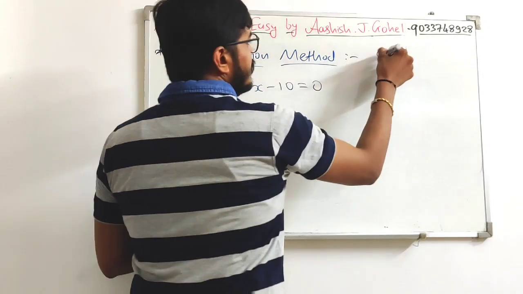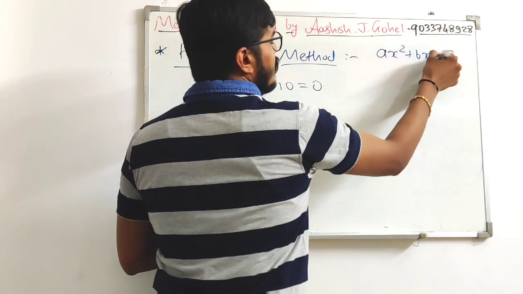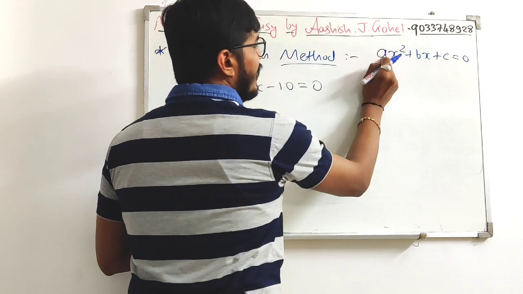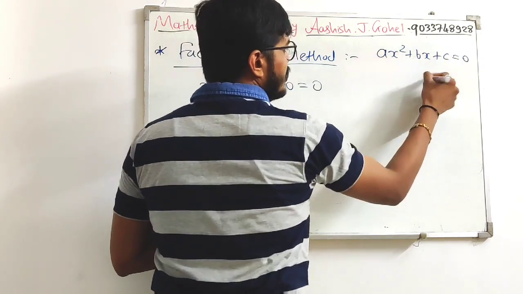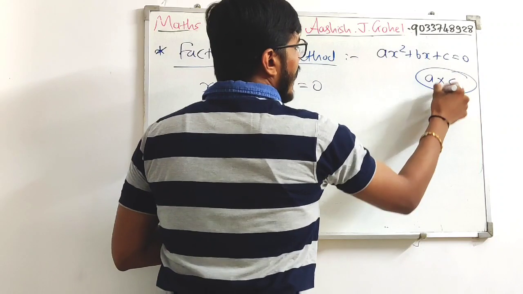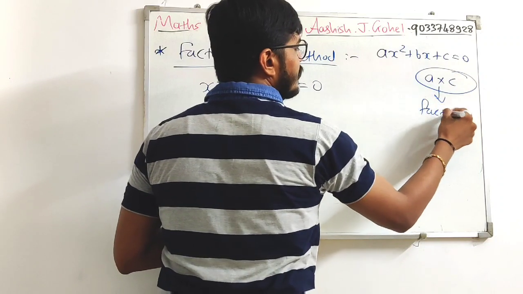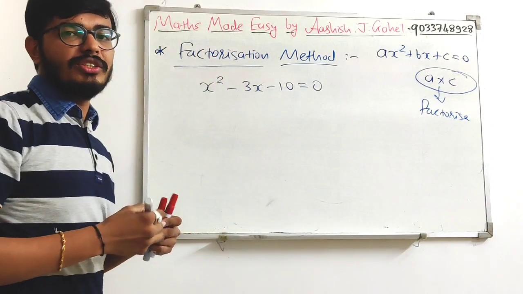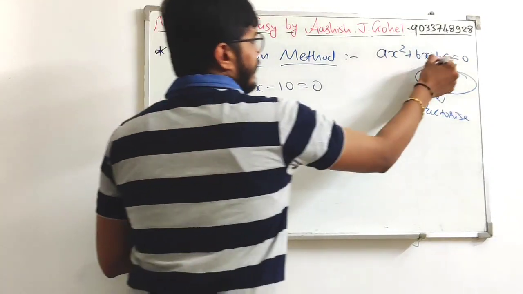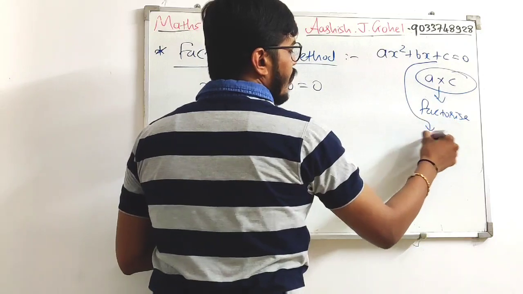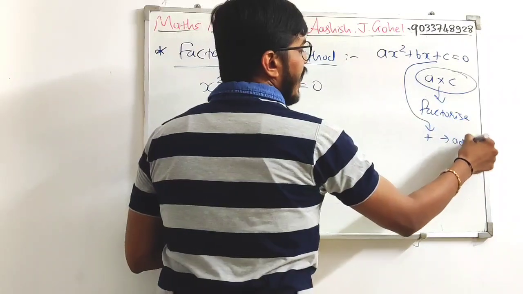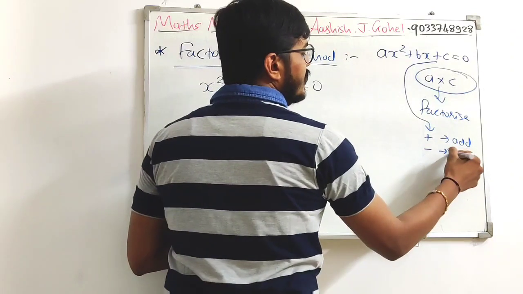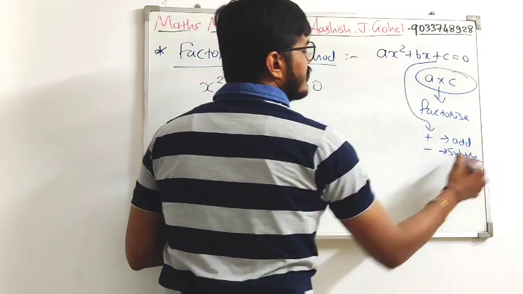For that purpose, the general equation of this quadratic form is this. Whatever the coefficient of x square and the constant term are, you multiply them and you need to factorize. After factorization we need to check the sign of the middle term. If it is positive, then we need to add the factors. If it is negative, then we need to subtract the factors.